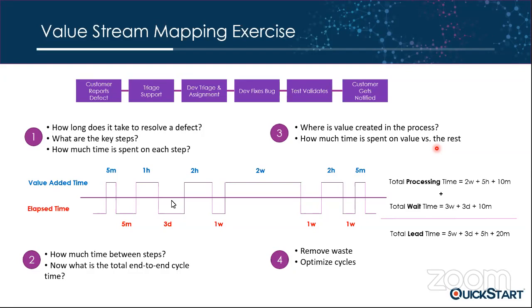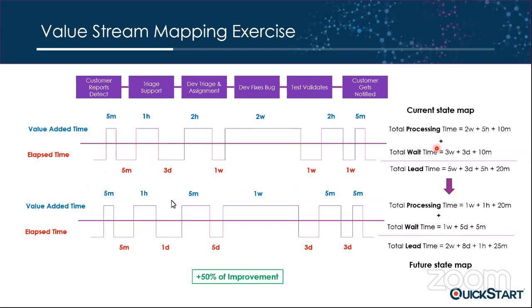So our goal will be to remove waste and optimize the cycles. And take a look, this is very interesting. After doing the 4 steps that I mentioned before, we'll be reducing, because this is the future state, the processing time from 2 weeks to 1 week. We'll be reducing the wait time from 3 weeks to 1 week.